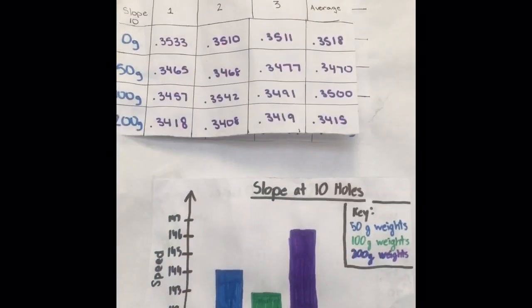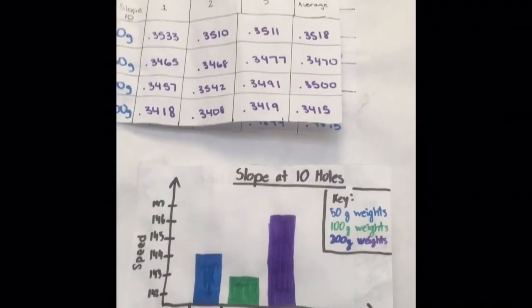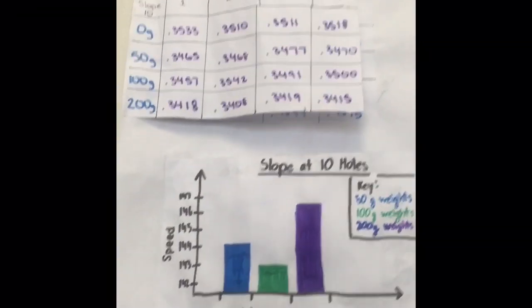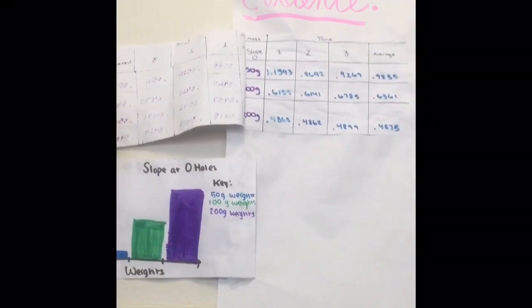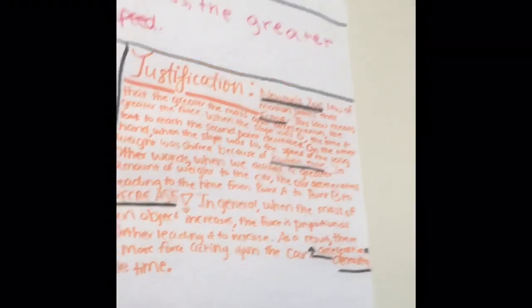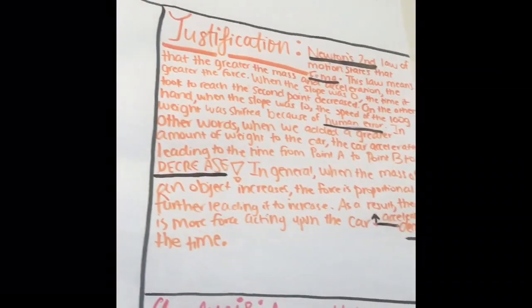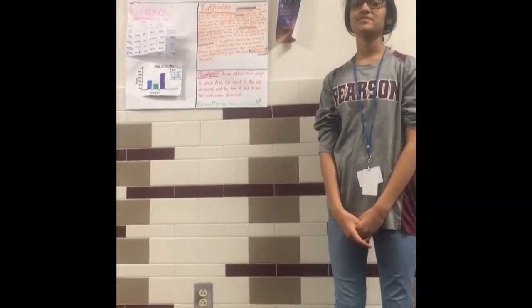In our diagram shown here, you can notice that if we added more weight to each trial, the speed of the car increased and the time it took to pass 50 centimeters decreased. Throughout this investigation, we assumed that the greater the mass of the car, the greater the speed would be. A well-known scientific concept that backs up our argument is Newton's second law of motion, which states that force equals mass times acceleration. This law means the greater the force, the greater the acceleration and the mass. Therefore, we can conclude that the greater the mass of an object, the greater the speed it'll have on a slope. Our evidence helps us realize the importance of Newton's three laws of motion.